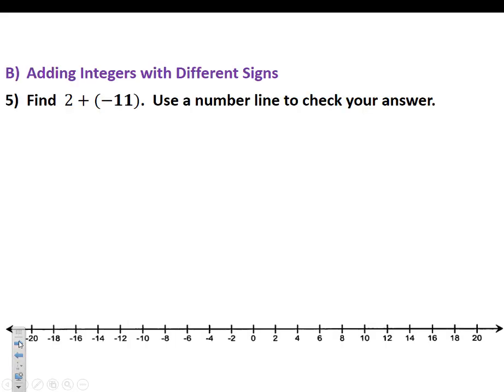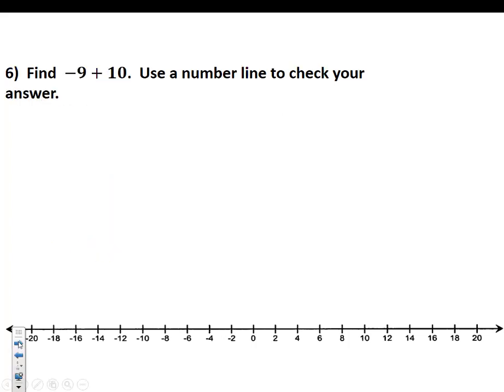All right, so let's go back to adding our integers with different signs. Same signs we add and keep, different signs we subtract. So find 2 plus a negative 11. Use the number line if you need to check your answer. 2 plus a negative 11. I'm adding. The signs are positive and negative. They're different, so I'm going to subtract. 11 minus 2 is 9. The 11's bigger. The answer is negative 9. Done.